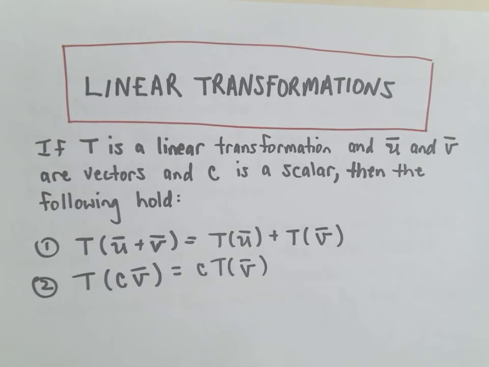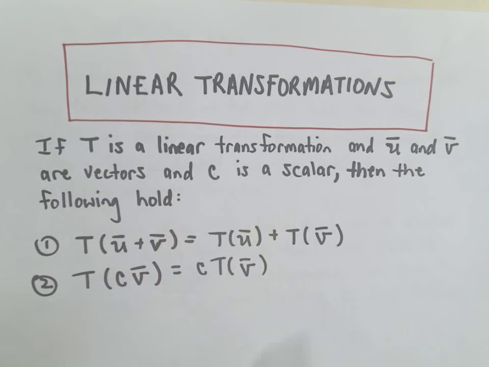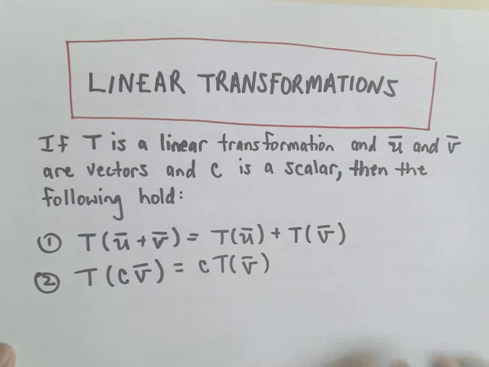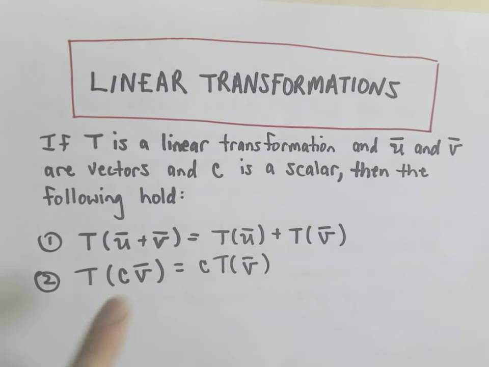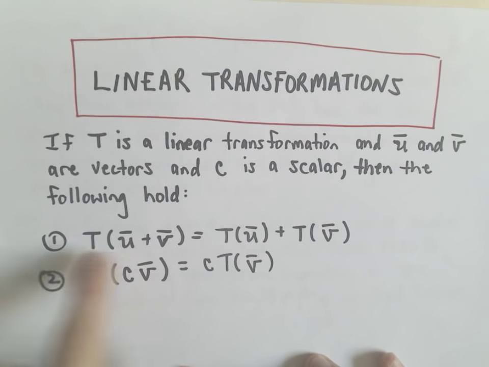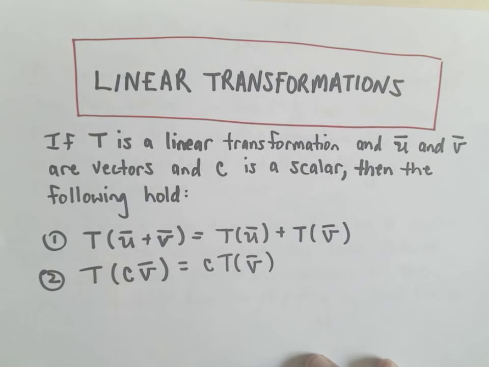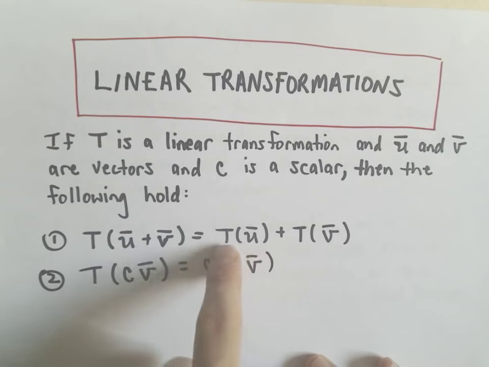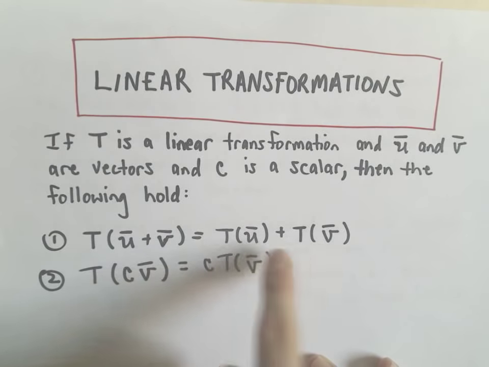So again, a little definition. To be a linear transformation, the following must be satisfied. If T is a linear transformation, we have two vectors, U and V, and C is a scalar, then the following hold. If we add our two vectors together and then apply the transformation, we get the same thing as if we were to take the transformations individually and then add them together. That will always be equal.